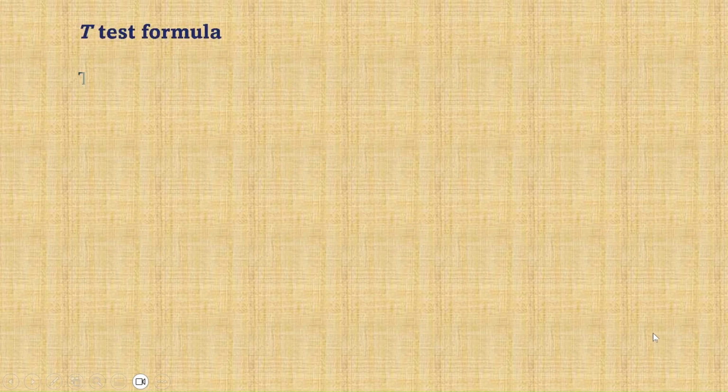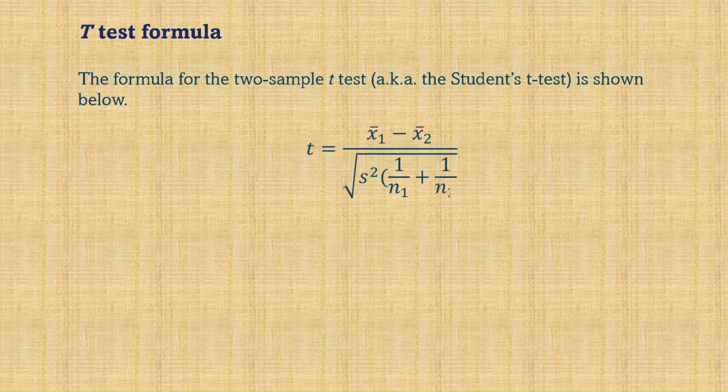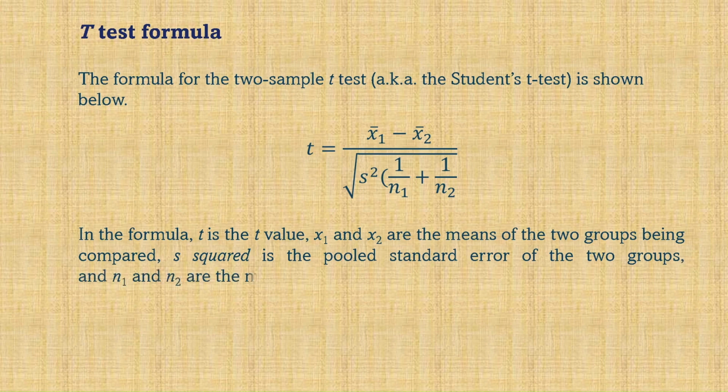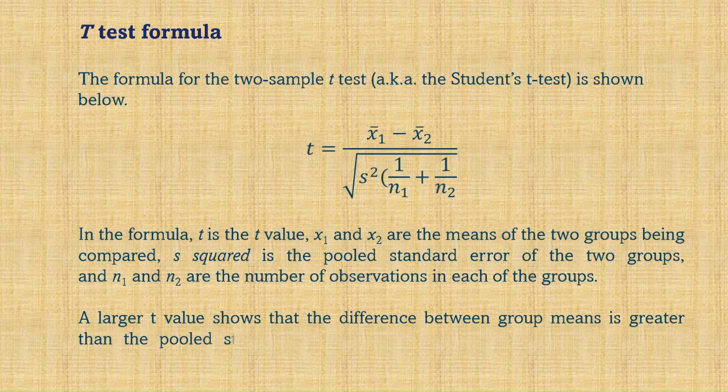T-test formula. The formula for the two-sample t-test, aka the student's t-test, is shown below. In the formula, t is the t-value, x sub 1 and x sub 2 are the means of the two groups being compared, s squared is the pooled standard error of the two groups, and n sub 1 and n sub 2 are the number of observations in each of the groups. A larger t-value shows that the difference between group means is greater than the pooled standard error, indicating a more significant difference between the groups.